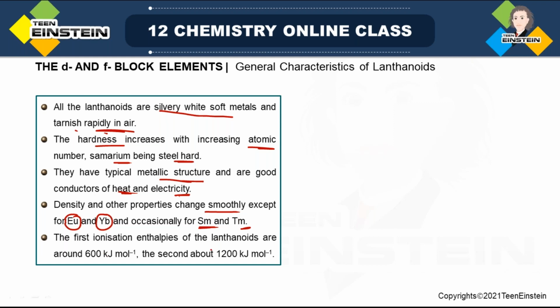The first ionization enthalpy of these lanthanoids is around 600 kilojoules per mole, and the second ionization energy is around 1200 kilojoules per mole. And obviously the second ionization energy will be high compared to the first one, because when you have already removed one electron, it has a +1 oxidation state. Now you are removing the second electron from a positively charged species. So this is really a difficult process, and you have to provide more energy. So the second ionization energy is always higher than the first ionization energy.